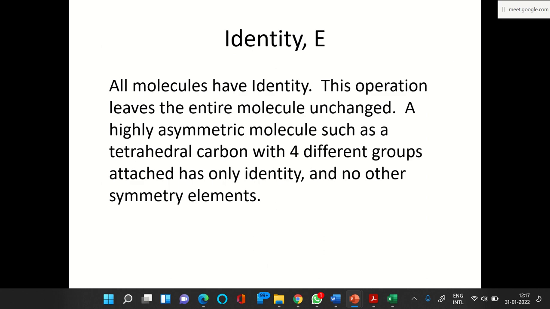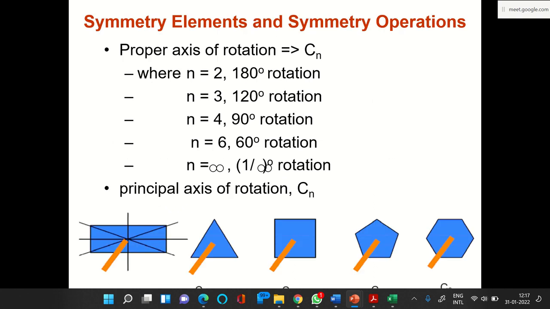So we understood what the identity operation is. You leave the molecule unchanged. Then we have symmetry elements. This was the example that I had given to you. First of all, it is necessary to understand the geometry. If you are visualizing the geometry and you can see what rotation you can perform to get an unchanged structure, then it becomes easier.